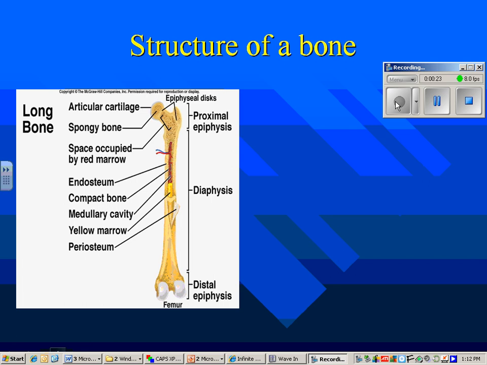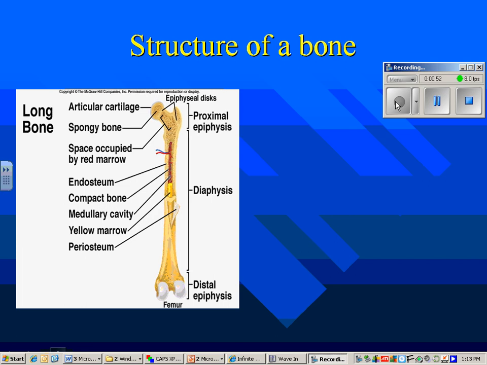Okay? There are different kinds of bones in a human. If we look at the skeleton, we have flat bones, like the pelvis, the scapula, and the bones of the skull. There are irregular bones, like vertebrae. But for structure and growth today, we're going to talk about long bones.